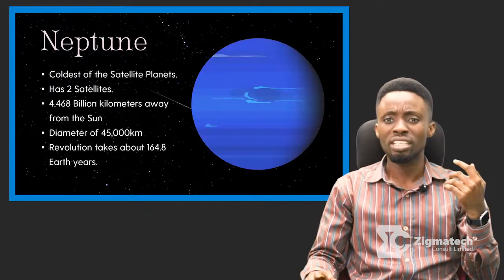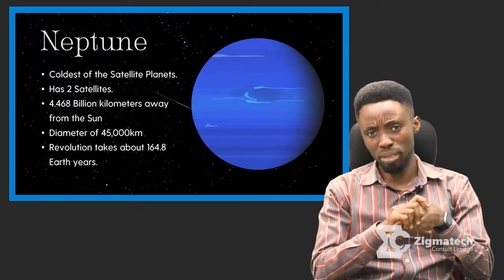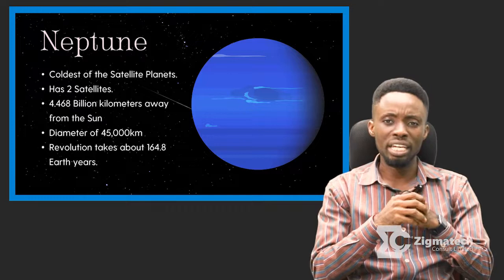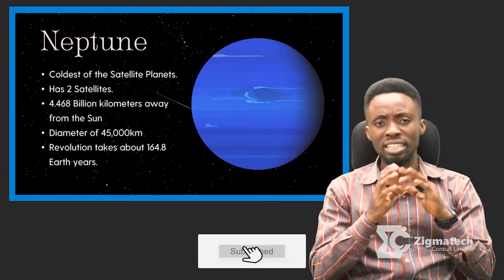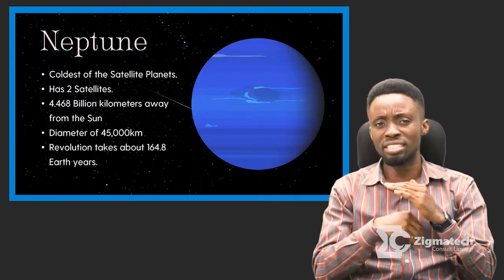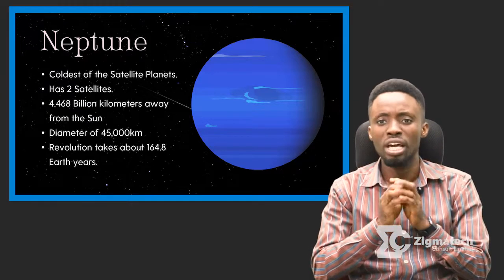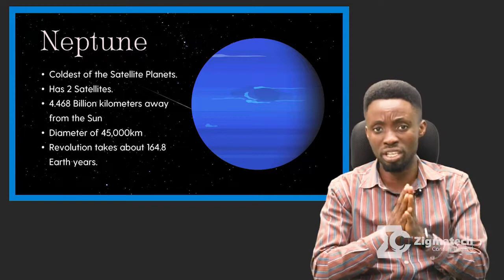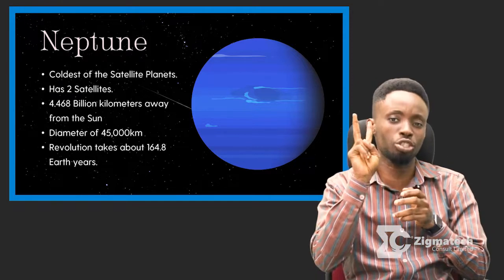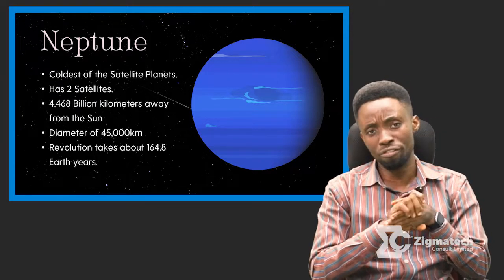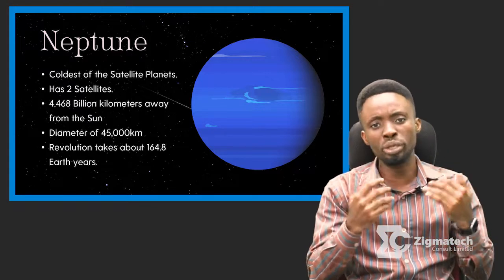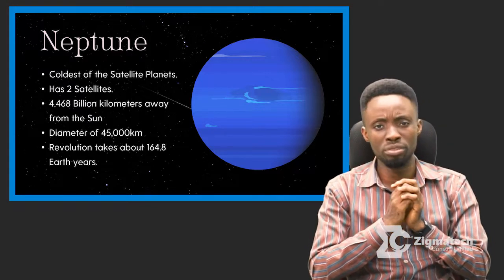Now let's look at the next planet, which is called planet Neptune. Now, planet Neptune is the planet that is farthest away from the Sun, and is the coldest amongst the 8 planets we have. It has just 2 satellites and is 4.468 billion kilometers away from the Sun.